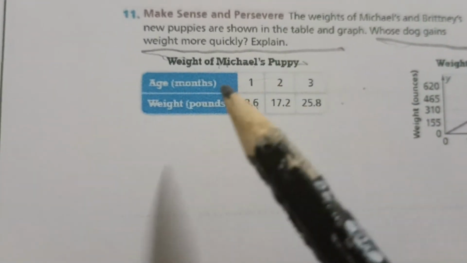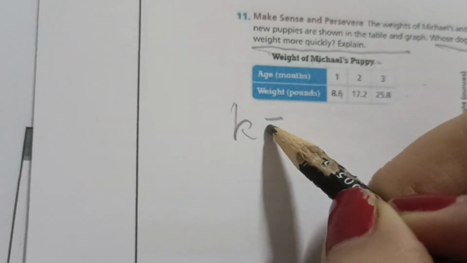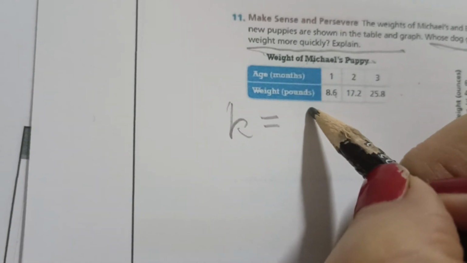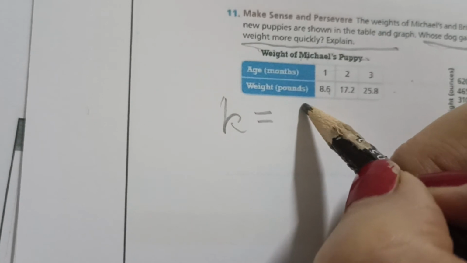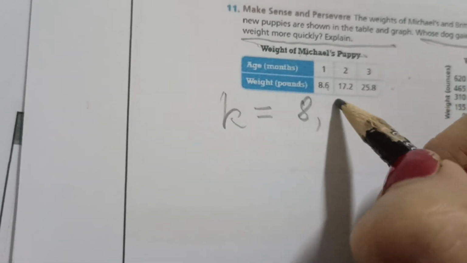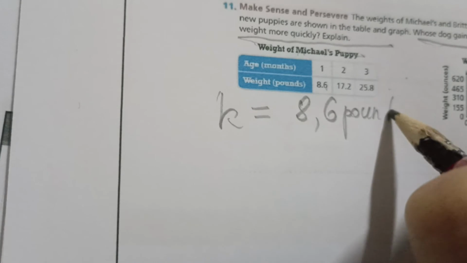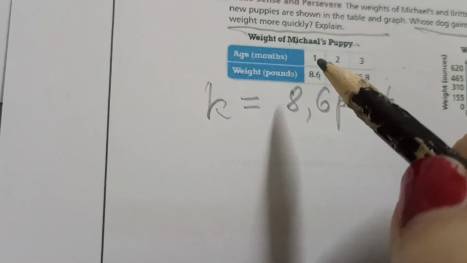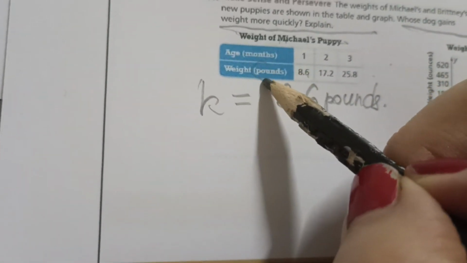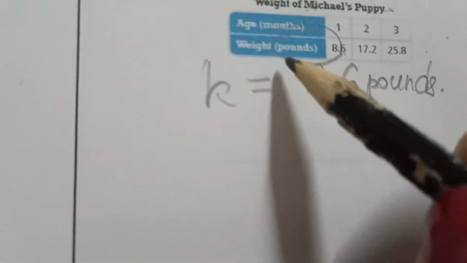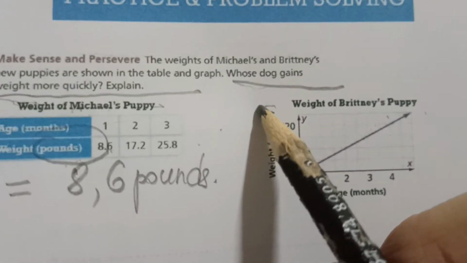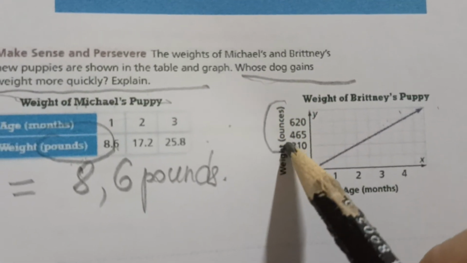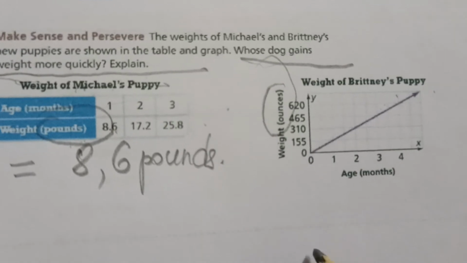So here we can see the graph, okay? Find the constant of proportionality. Okay, K is going to be equal 8.6 pounds. But again, be careful, because this dog is gaining weight in pounds, but this dog in ounces. Okay, so again we need to convert everything.